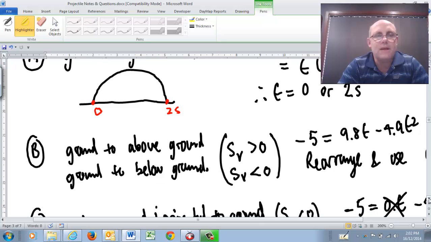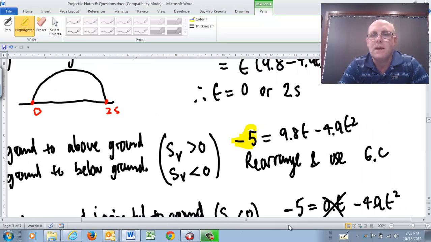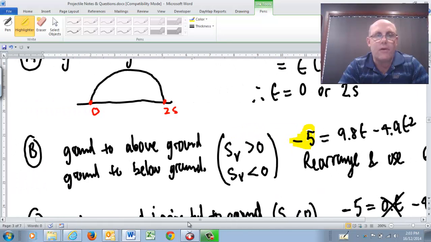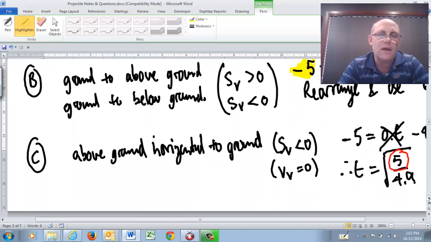Part B is if you're going from ground to above ground or ground to below ground. What happens here is you're going to have some sort of value there, and that means the only way you're going to be able to solve this is to rearrange that into a quadratic and solve it on your graphics calculator. So that's that example there, from the ground to a change of height, really, that's what we're looking at.